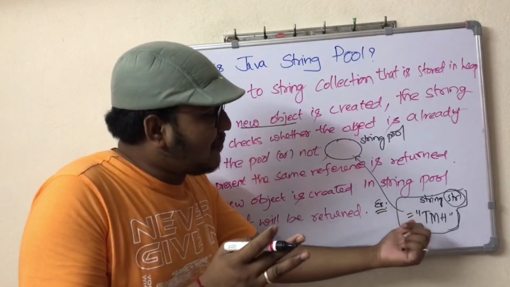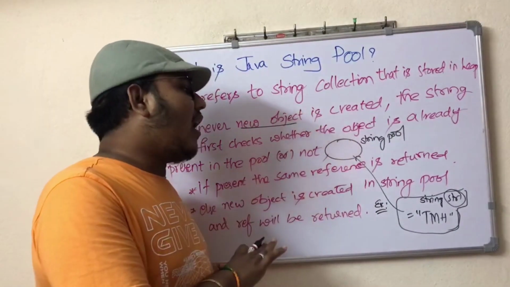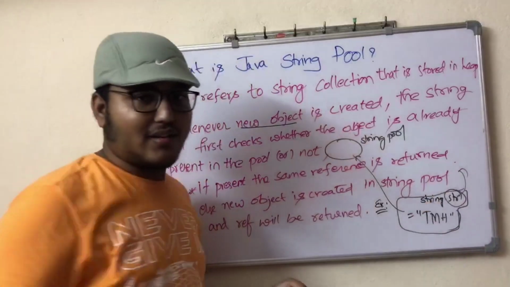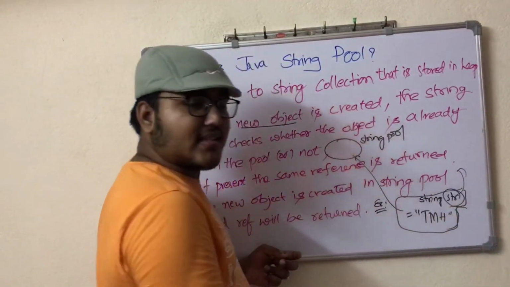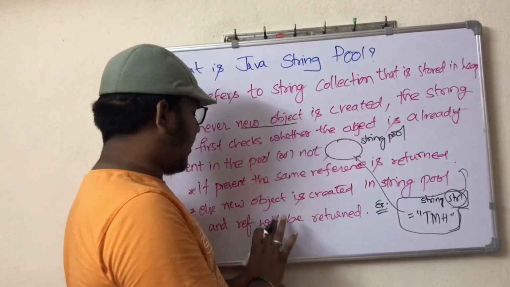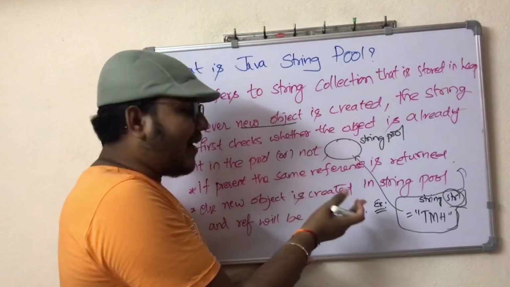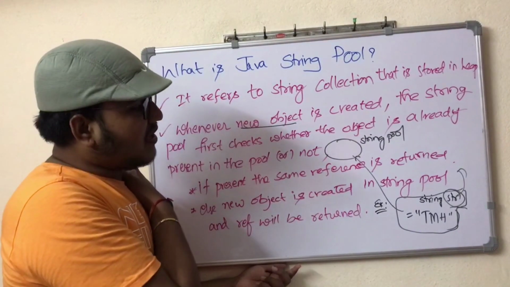Let's say if the string pool consists of "tmh", then I am going to give that reference ID, or else if there is no reference ID for str, then automatically a new object will be created in the string pool, and that new reference will be given to the user.